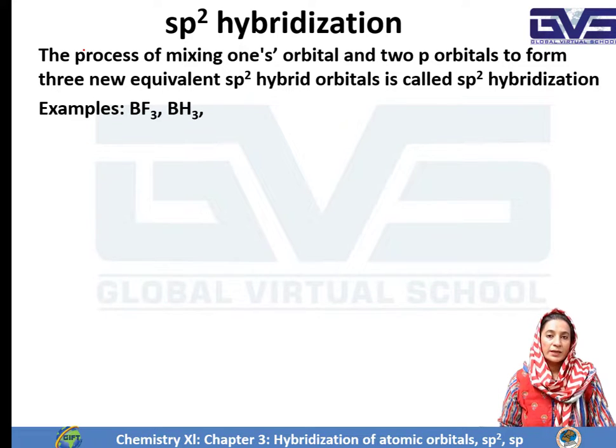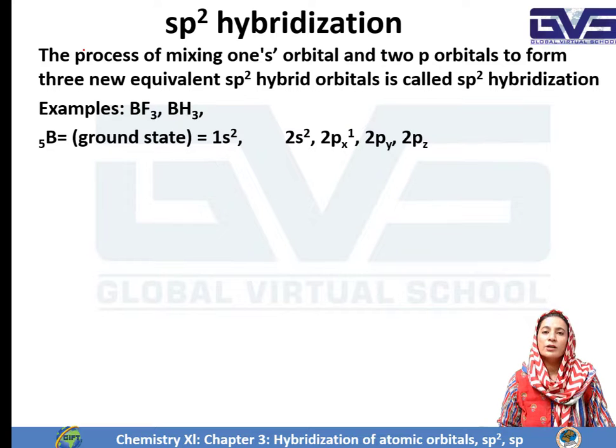First of all, I will write the electronic configuration of boron. The atomic number of boron is 5. So its electron configuration is 1s2, 2s2, 2px1. So 5 electrons are completed. This shows it has only 1 partially filled atomic orbital, and it should form 1 bond. But you can see in its compounds, boron forms 3 bonds. So according to the hybridization concept, there is excitation of 1 electron from 2s to 2py.